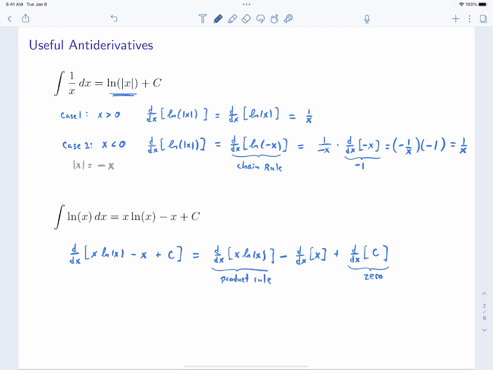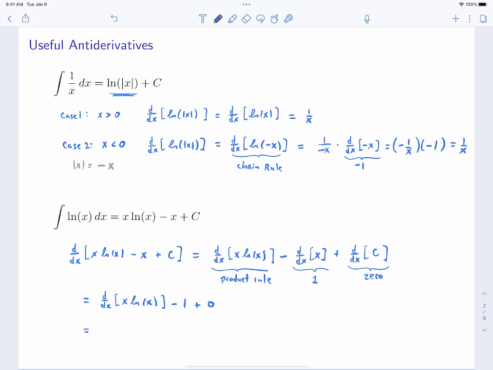And for the second derivative, well, this is just the derivative of x with respect to x, so that's just going to be 1. So what are we going to have? This is going to be equal to the derivative with respect to x, and again, we're going to use the product rule, x ln of x on that, minus 1 plus 0. Well, we don't really need to write in the 0, so we won't anymore.